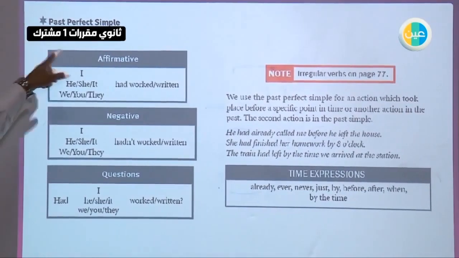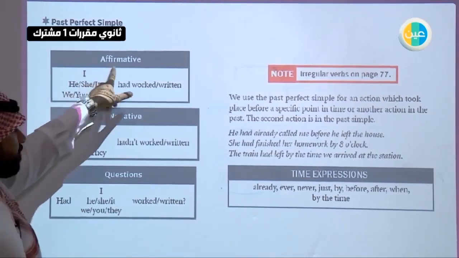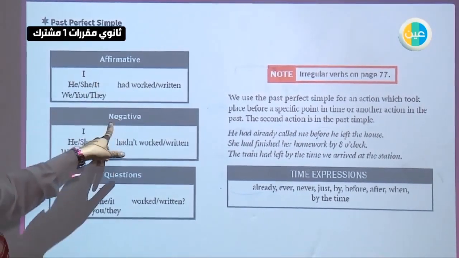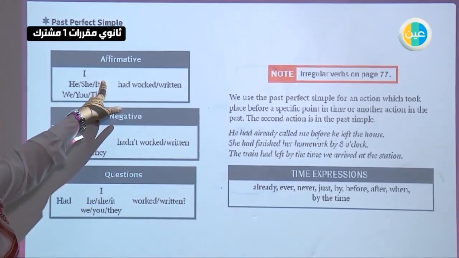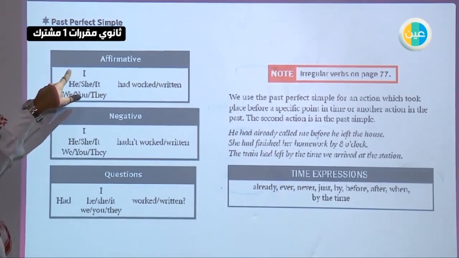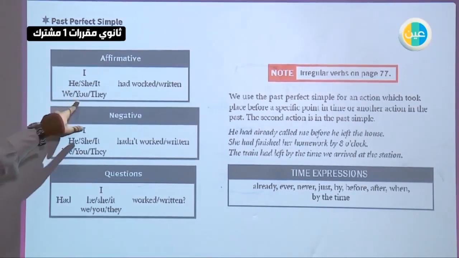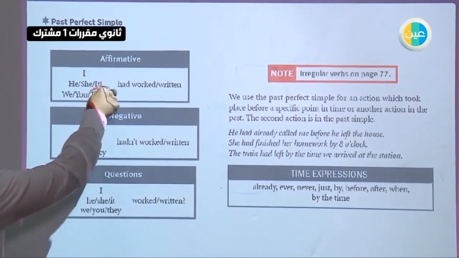How to form the past perfect simple. Now we'll get to the rule. The affirmative. What is the meaning of affirmative? Affirmative is the opposite of negative. Negative like not or no. This one is affirmative, with no negative. So we start with the subject, like I, he, she, it, we, you, they. After that, we have to use had.